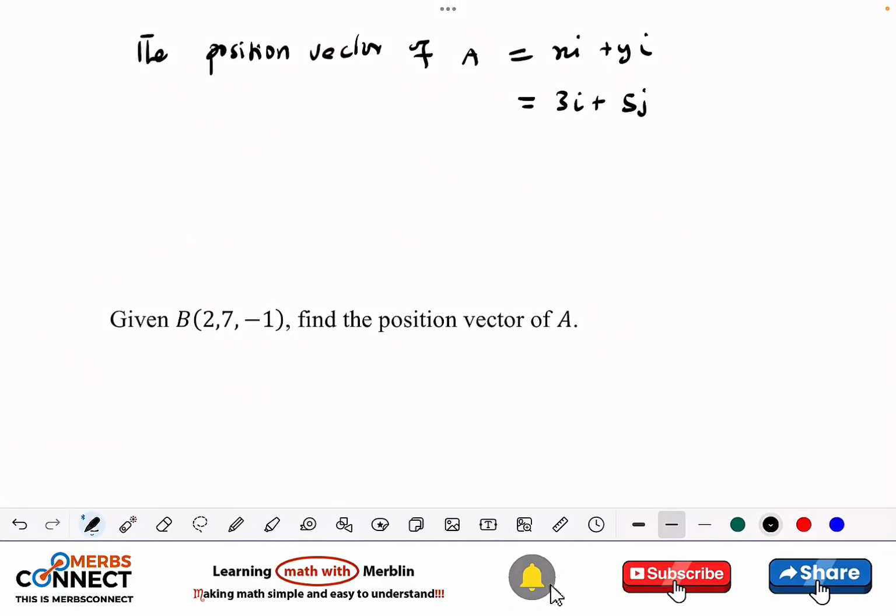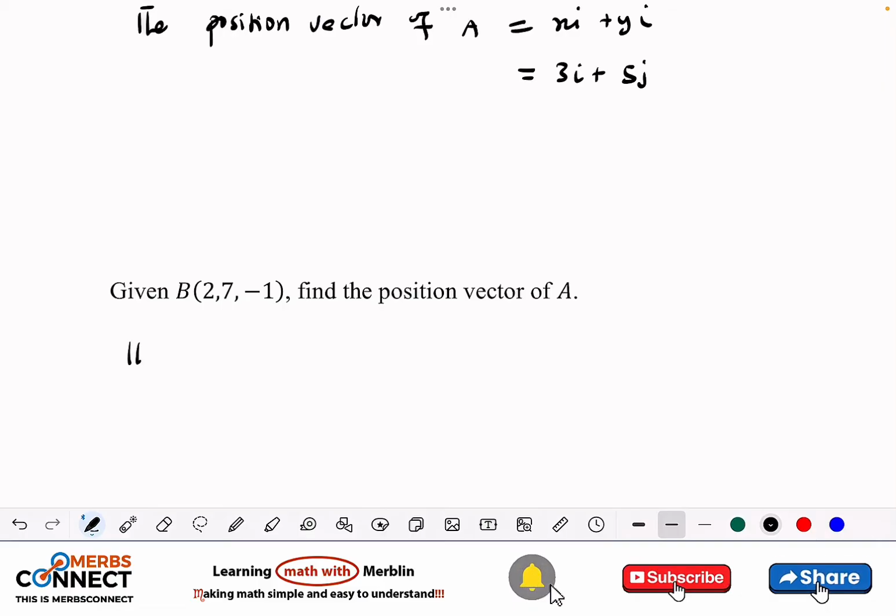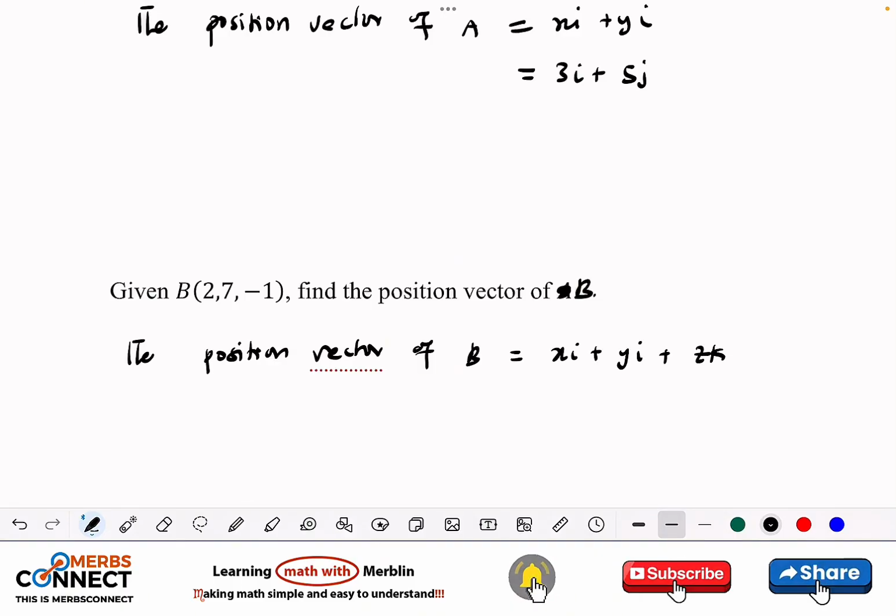The position vector of A, oops, this one's supposed to be B, okay? Typing mistake. So this should be B, and it is going to be xi plus yj plus zk, right? So this is x, this is y, and this is z. So we are going to have this one to be 2i plus 7j.